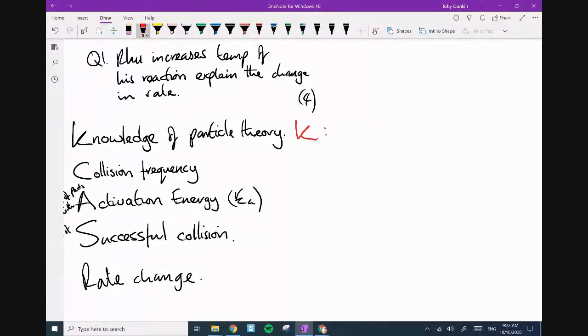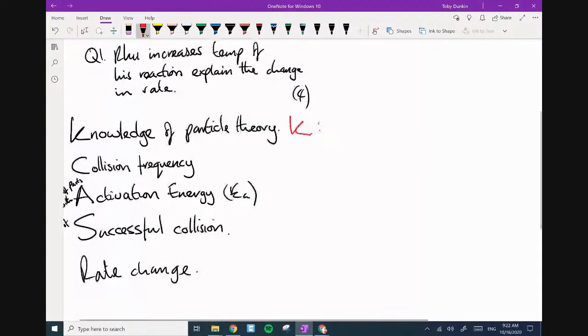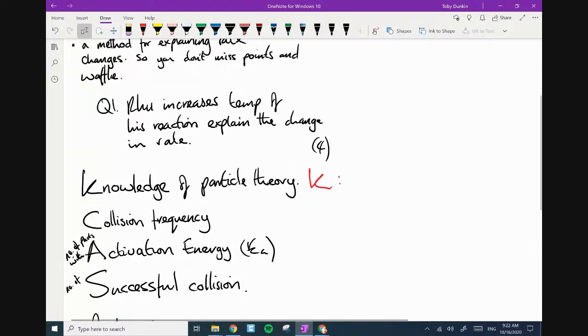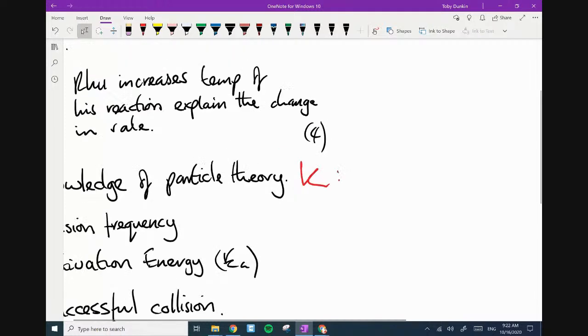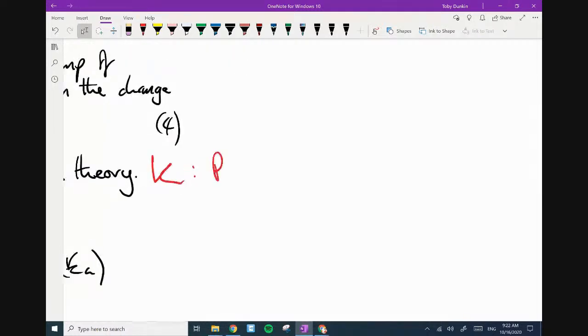Now, I know the problem is there's a delay. It's going to be tricky, this. I'm going to do a couple of examples and then you guys can have a go at the rest. So knowledge. Rue increased the temperature. Knowledge: particles gain kinetic energy.